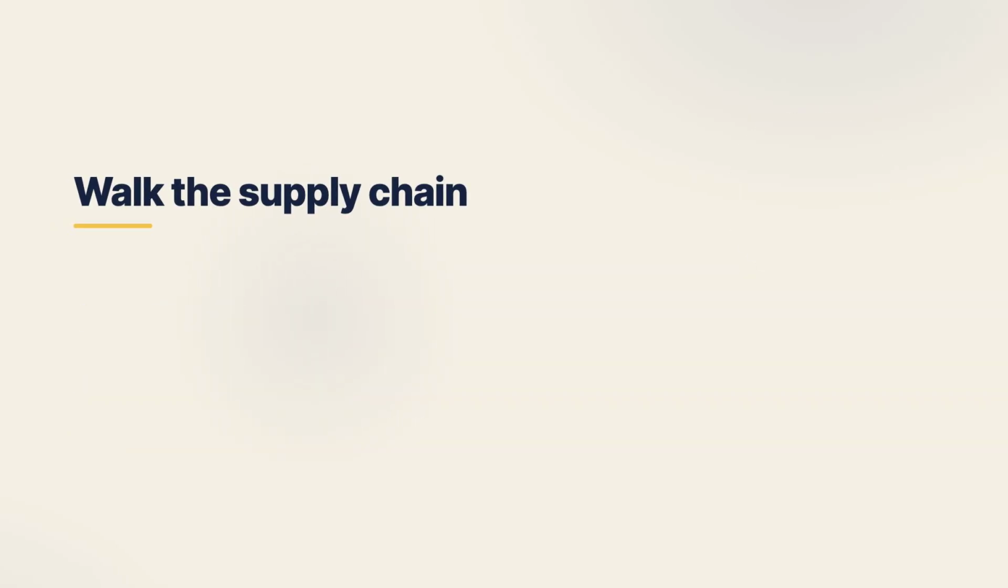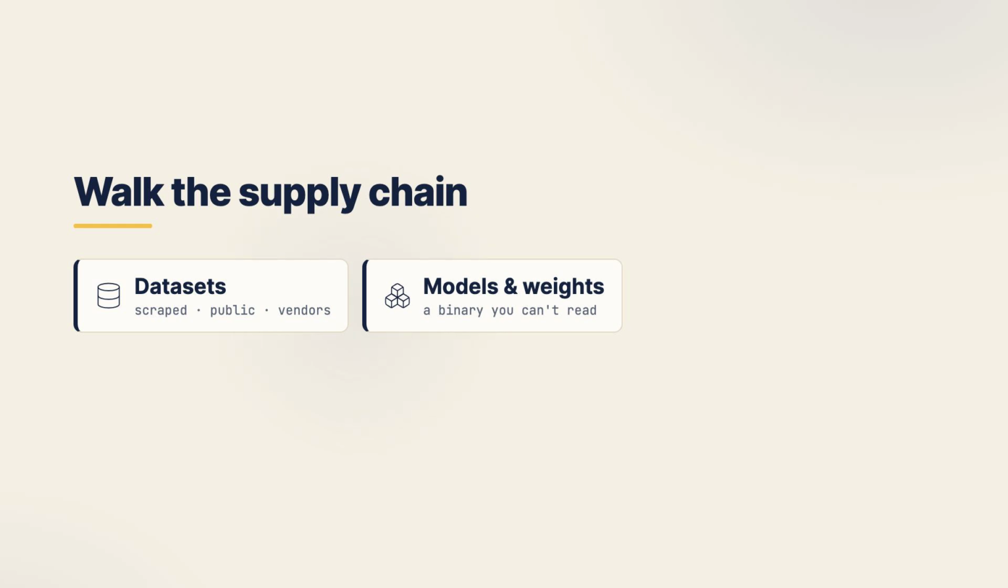So let's walk the supply chain left to right and make it concrete, because every node here is a trust decision someone made, often silently. It starts with datasets: scraped corpora, public datasets, labeling vendors. You rarely see the raw data that shape the model. Next, pre-trained models and their weights. That's a multi-gigabyte binary of learned parameters. You can't read it the way you read source code. You mostly trust the name on the box.